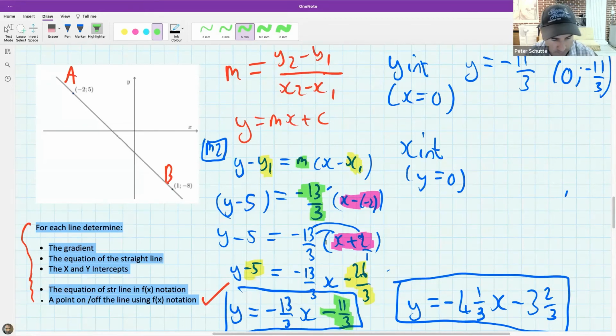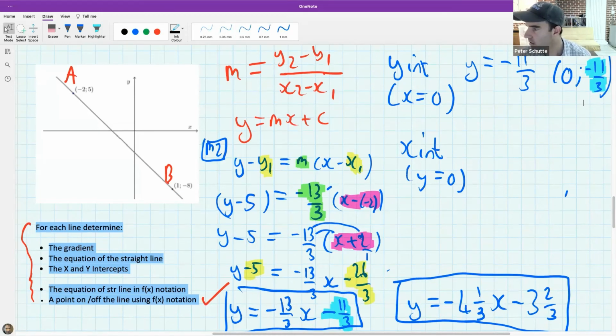In fact, let me take this color here. In my equation, the moment I make x naught, the y-intercept is always that last bit there. And so we don't even need to do any working out.